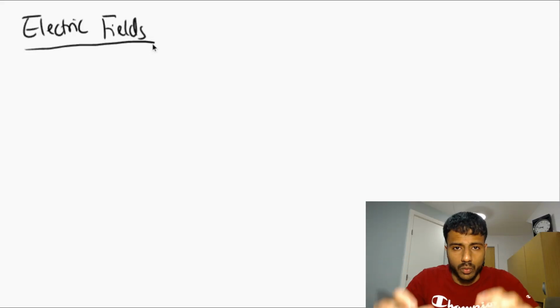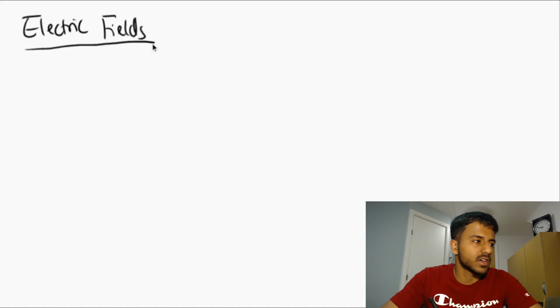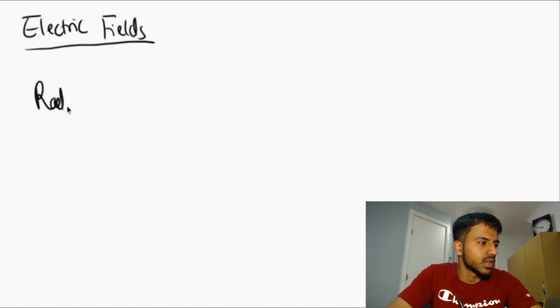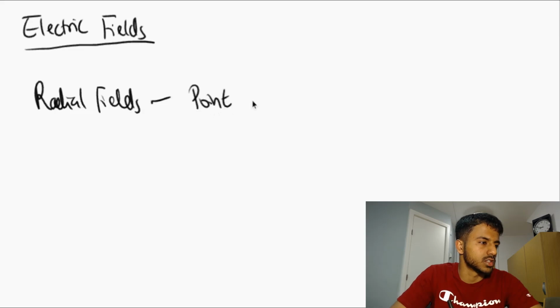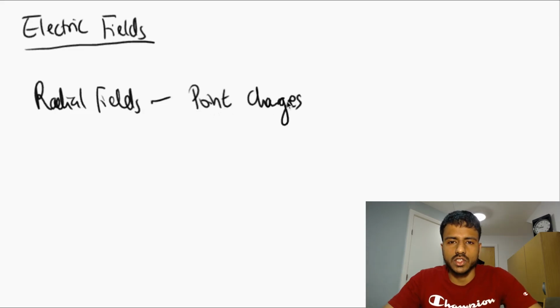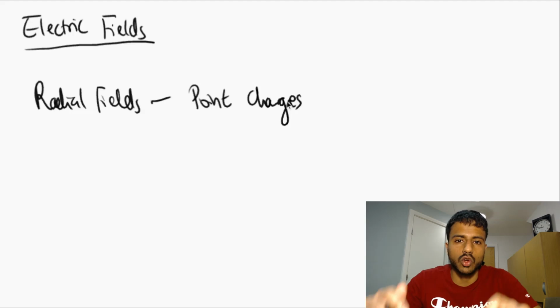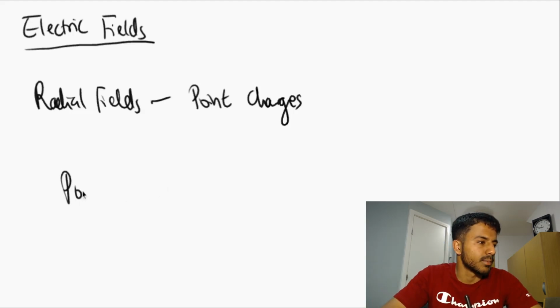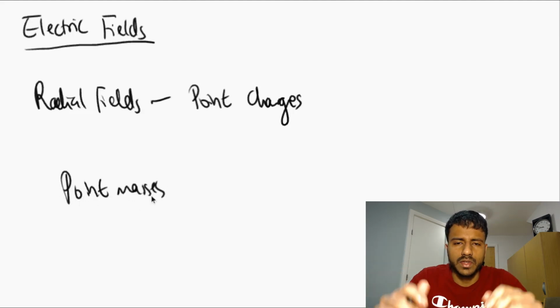Now, in this topic, we're going to be talking about electric fields. Today we're specifically talking about radial fields, and these arise from point charges. When we looked at gravitational fields, we looked at the equations and concepts due to point masses, and some of the concepts in electric fields are going to be very, very similar to what we looked at in gravitational fields.